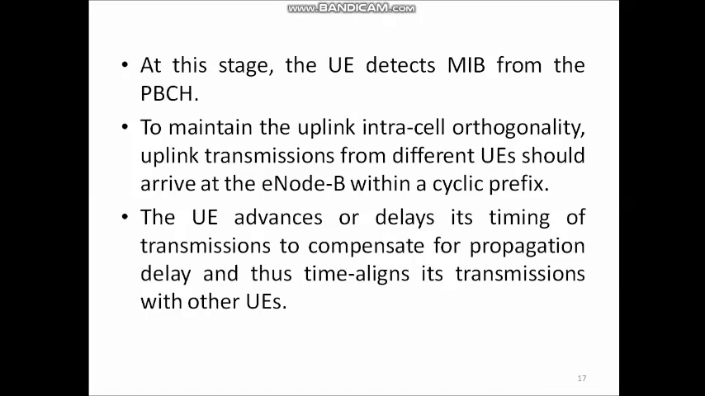Then to maintain the uplink intracell orthogonality, uplink transmission from different user equipment should arrive at the E node B within the cyclic prefix. Then only intracell orthogonality is achieved. The user equipment advances or delays its timing of transmission to compensate for propagation delay, and thus time aligns its transmission with other user equipments. This is achieved through the timing advance procedure.